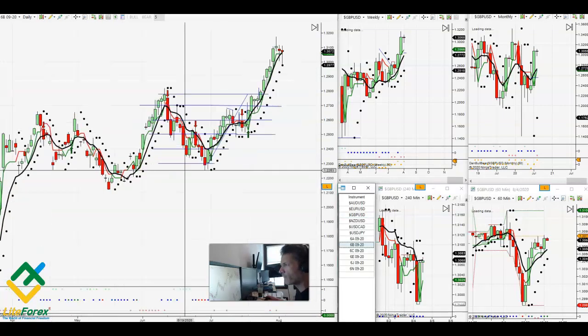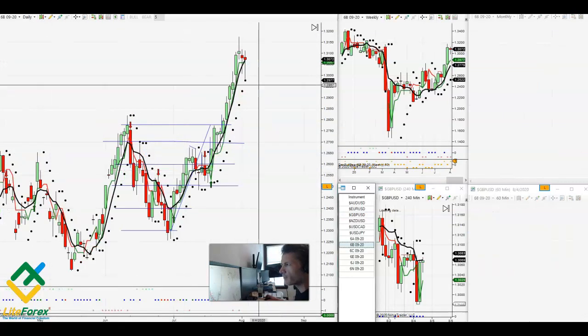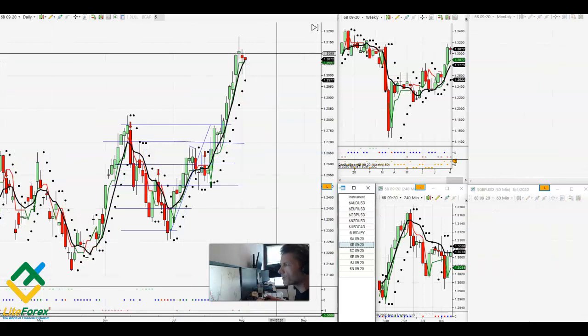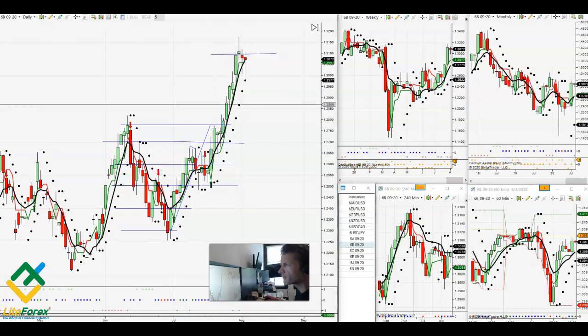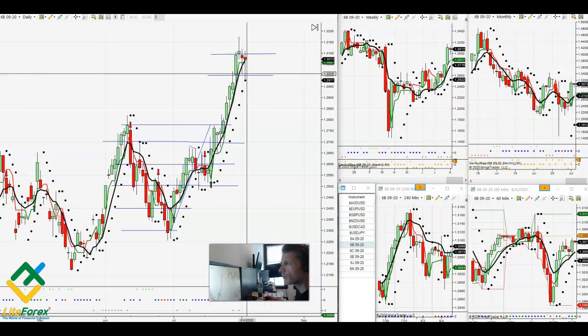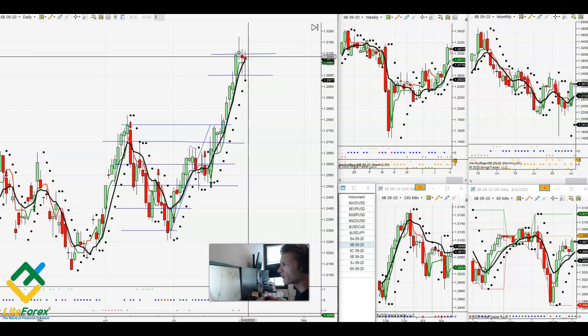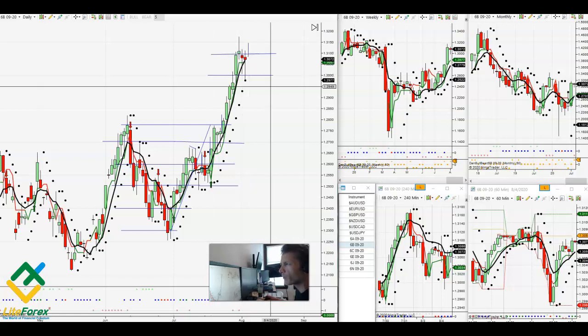On to the pound futures. All right, not much different. You can see that resistance at 1.31 and the support at 1.30. So we're stuck in this little range here. It does look like it wants to break more to the upside. So let's let it break to the upside.